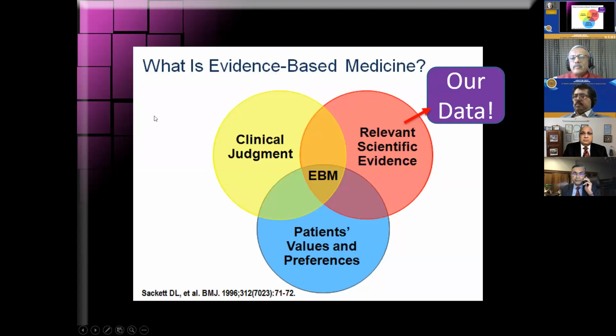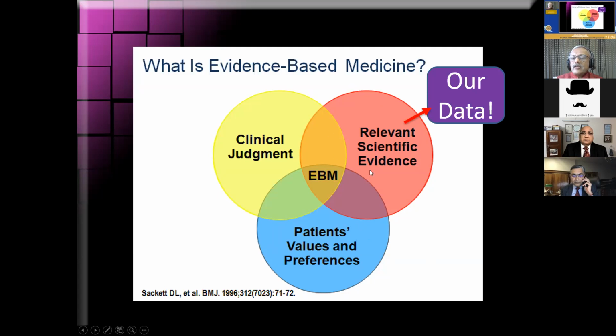Now, evidence-based medicine, again, this is from the original work of Sackett. Evidence-based medicine and surgery are about the same. It is just the discipline that is different. It is based on relevant scientific evidence. And that is where the value of the papers, the communication that I talked about, comes in. But it is not just that. There must be a clinical judgment, and there must be a factoring in of the patient's preferences. That is very important.